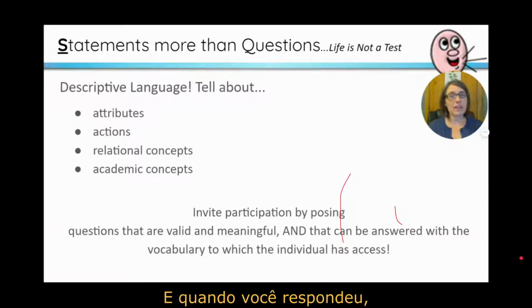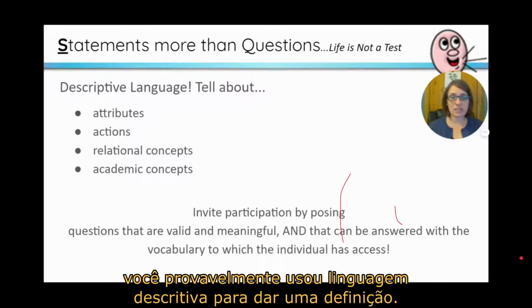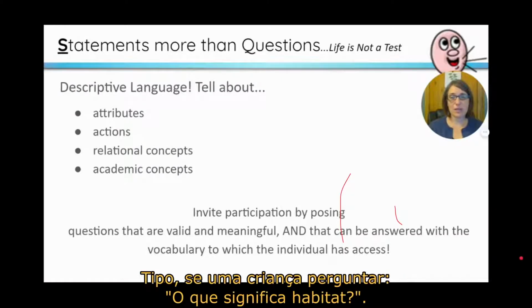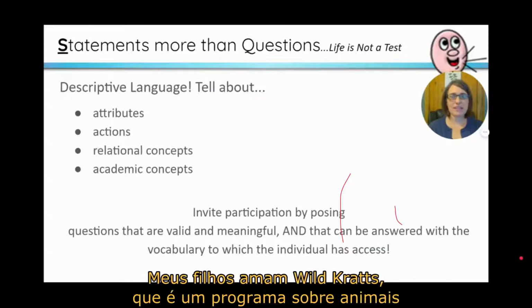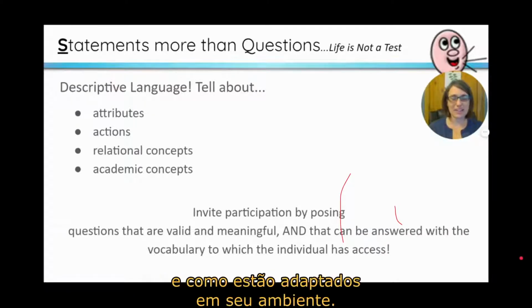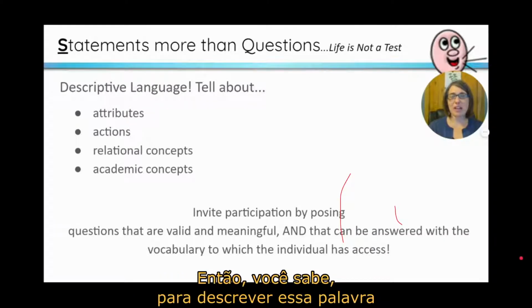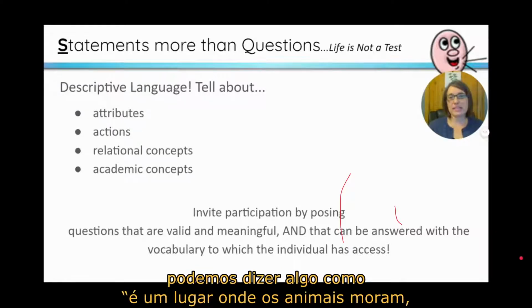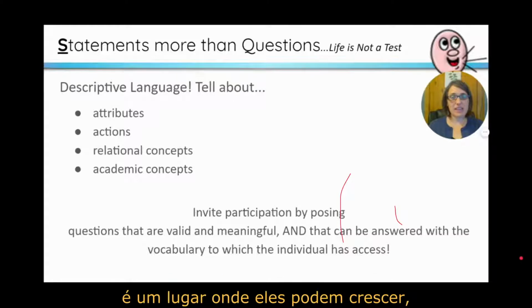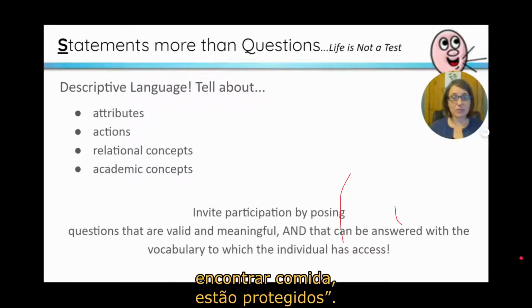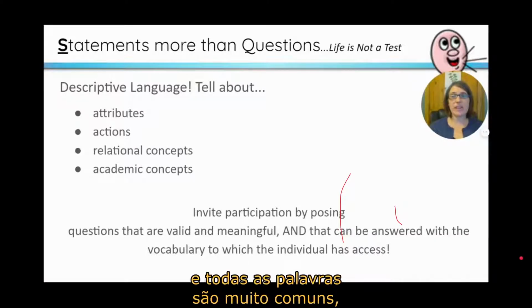And when you reply, you probably use descriptive language to give a definition. So, if a child asks, like, what does habitat mean? My kids love Wild Kratts, which is a show that is all about animals and how they're adapted to their environments. So, to describe that word, we might say something like it's a place where animals live. It's a place that they are able to grow and find food and protect themselves. And those are all much more common words, but it's very descriptive.